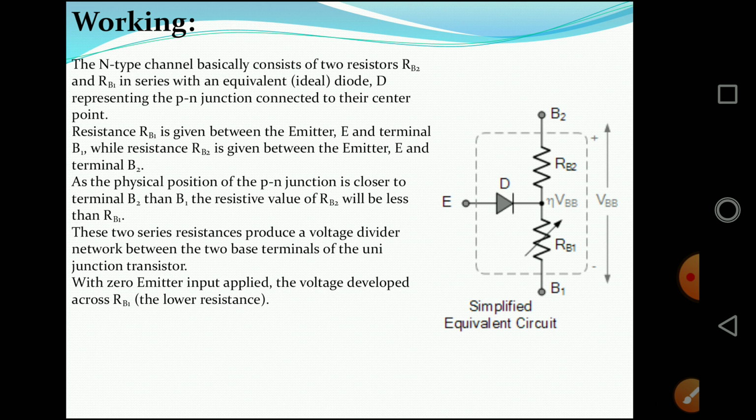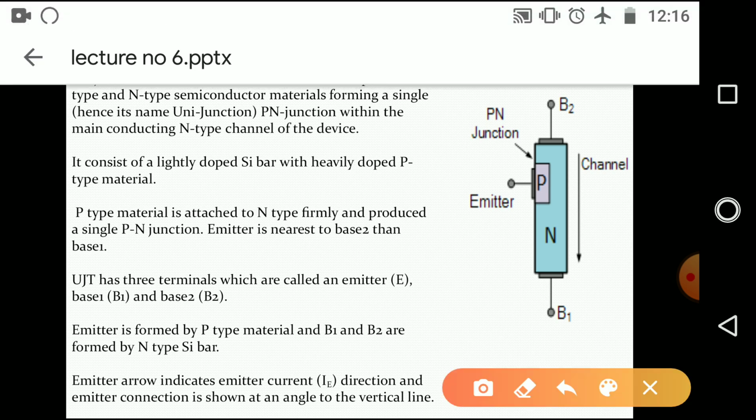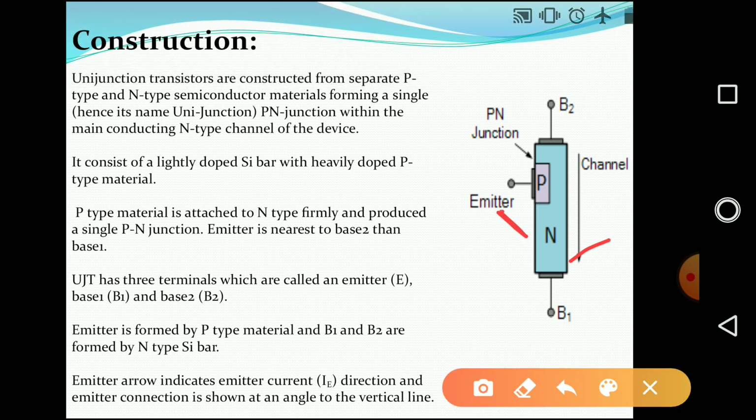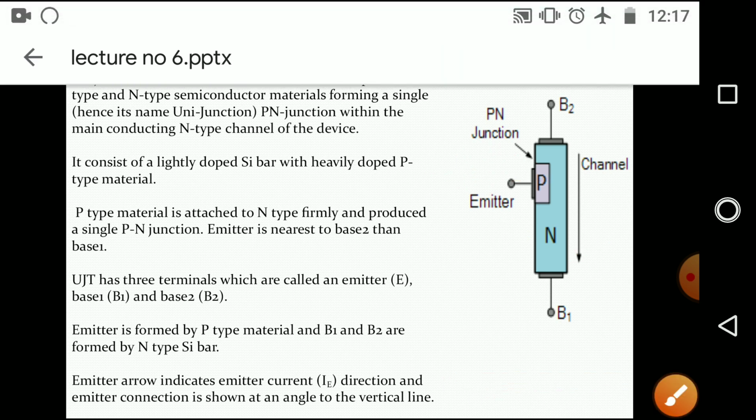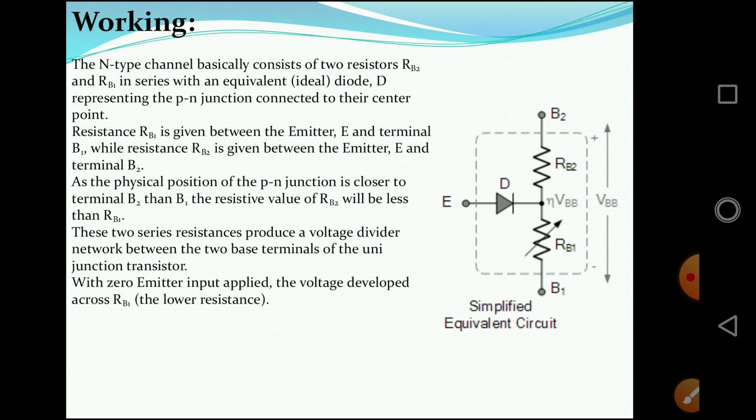Next is working. Here we can observe the simplified equivalent circuit of a UJT. Already I have explained in the construction that the P and N layers form a PN junction. Therefore, there is a formation of diode construction here. As the P and N layers are combined together, they form the diode construction, and the same diode representation is used in the simplified equivalent circuit.